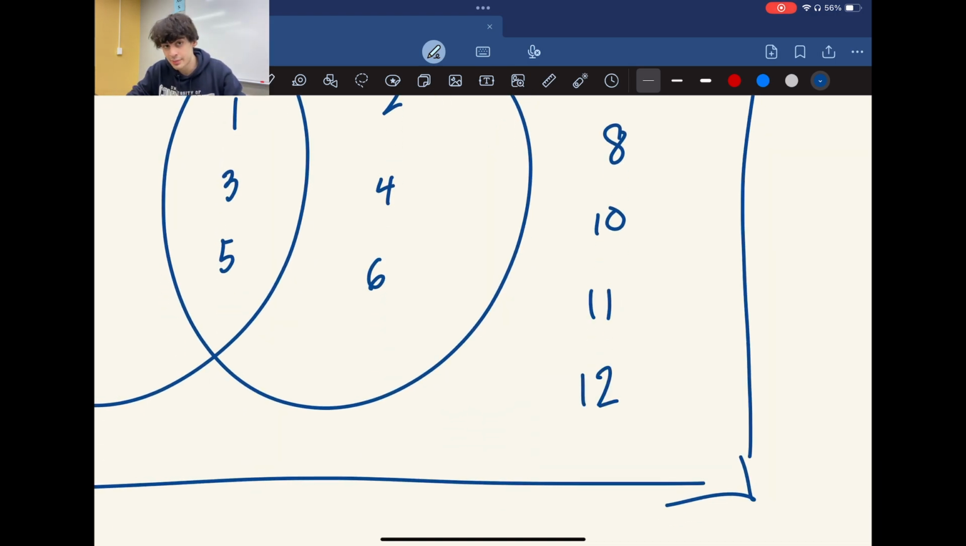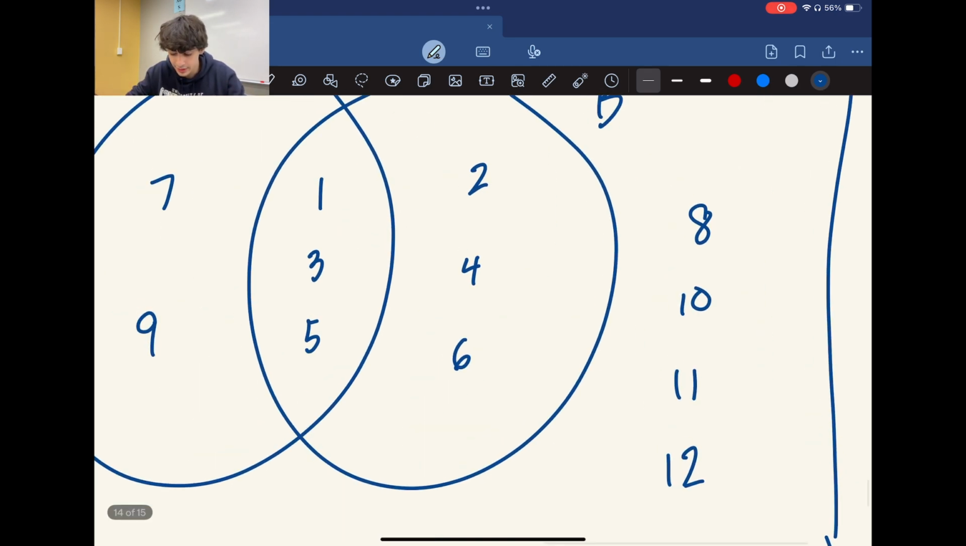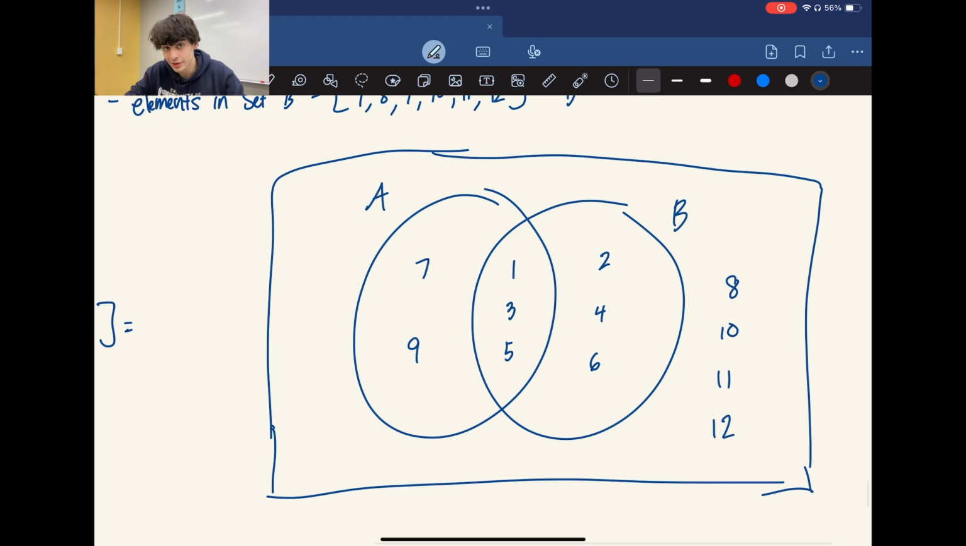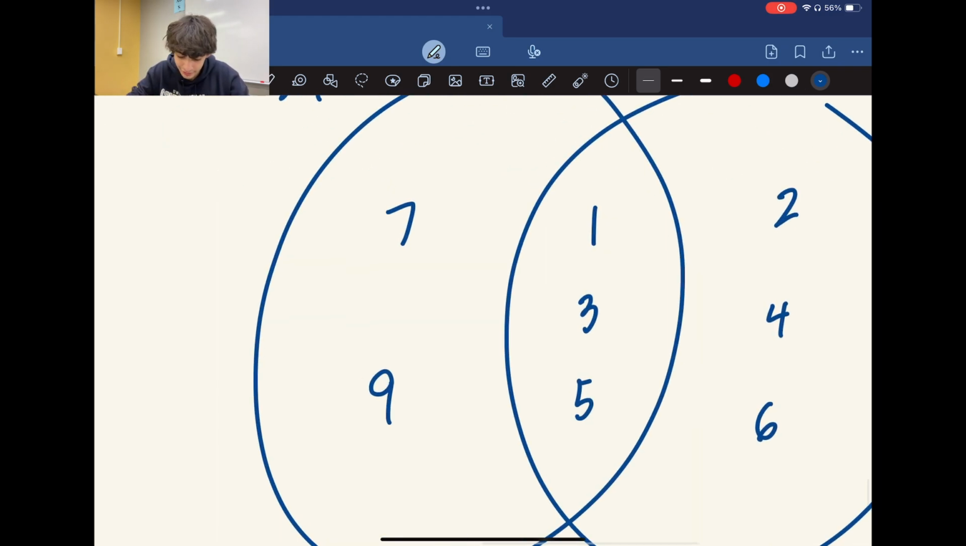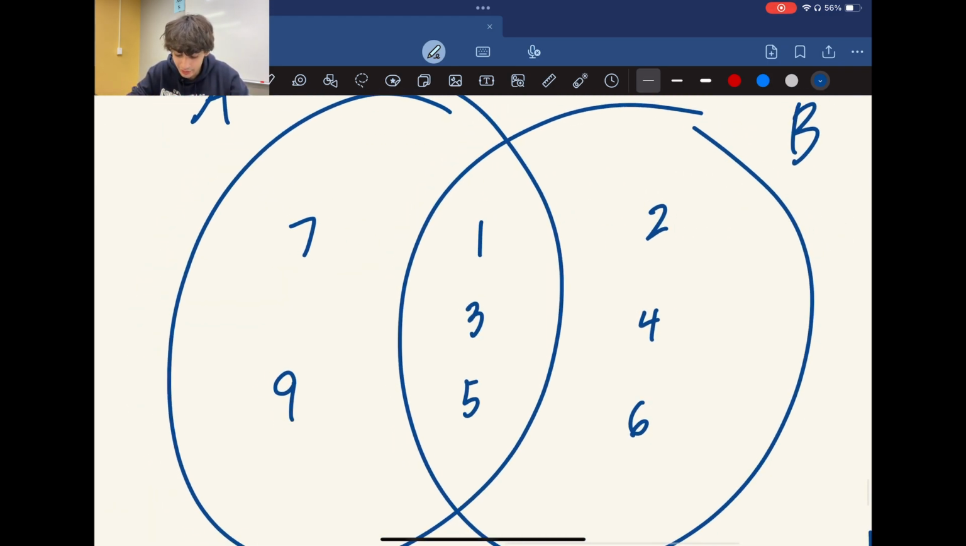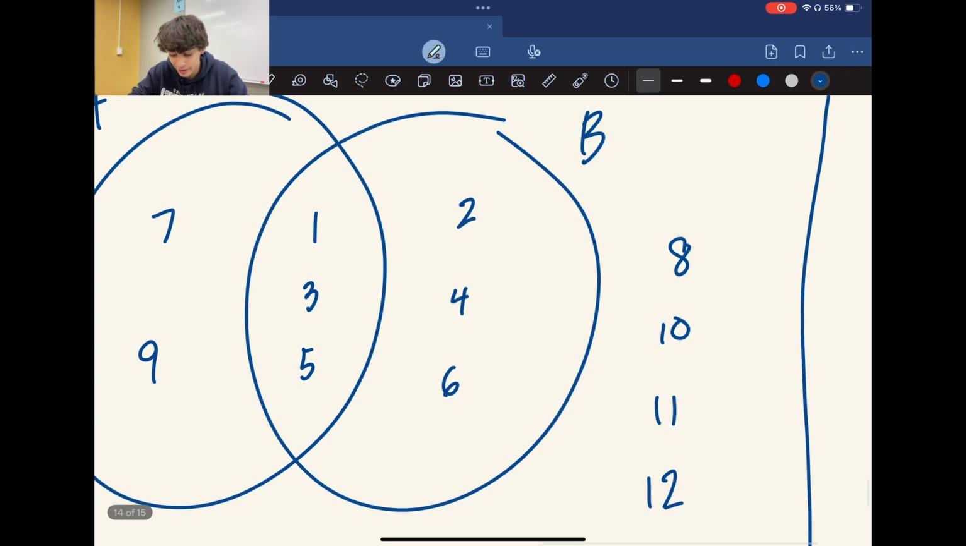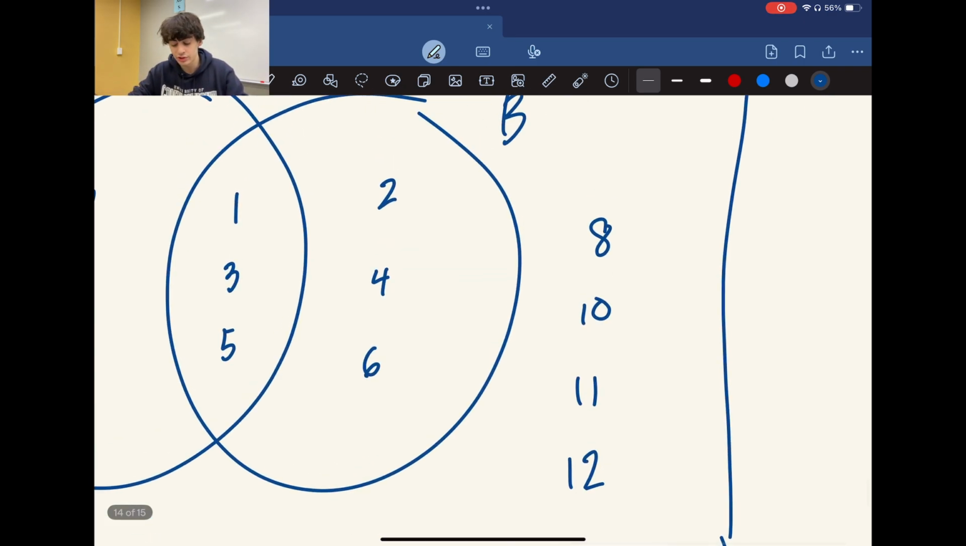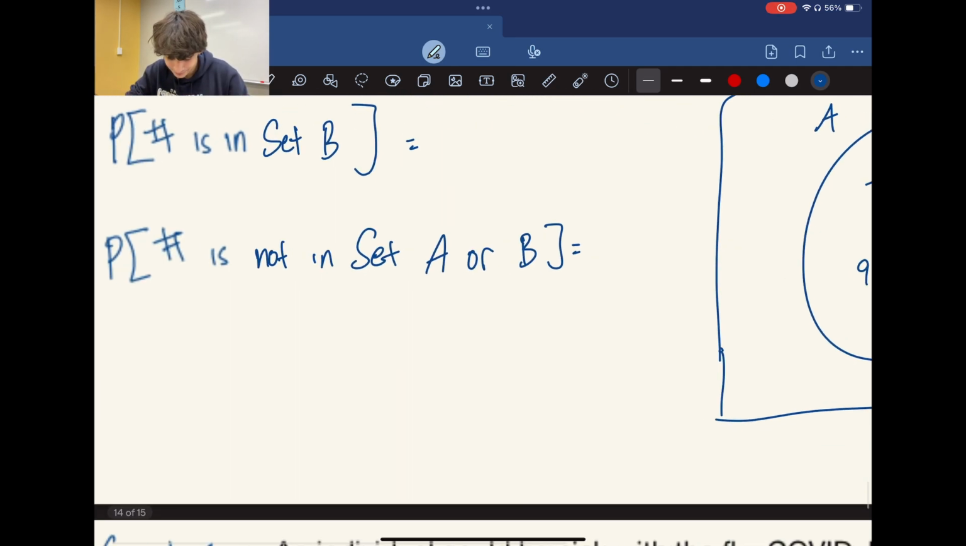Those are still in the sample space, but they aren't in either set, and they're definitely not in the intersection of both sets. So this is sort of the visualization of what we just did. We have 7 and 9 that are in just A. We have 1, 3, and 5 that are in both sets. We have 2, 4, and 6 that are in just set B. And then 8, 10, 11, 12, which are in the sample space from 1 to 12, but in neither set.